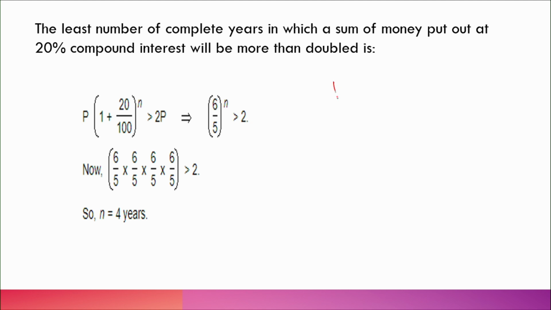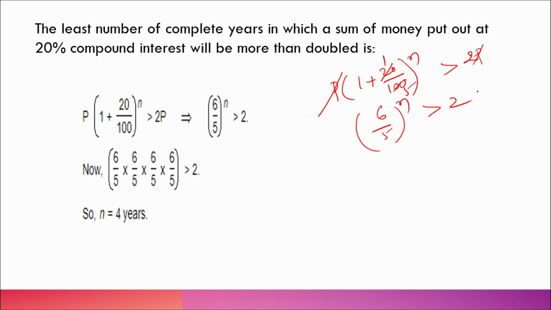P of 1 plus R by 100, 20% is given, so 20 by 100 whole power n. This total amount will be more than double the amount, which means 2P, correct. This P and this P get cancelled, correct. 1 plus 20 by 100, that is 1 plus 1 by 5, is 6 by 5. So 6 by 5 whole power n is greater than 2.